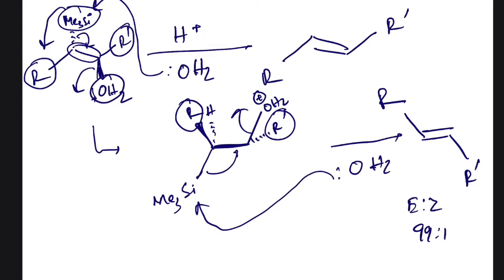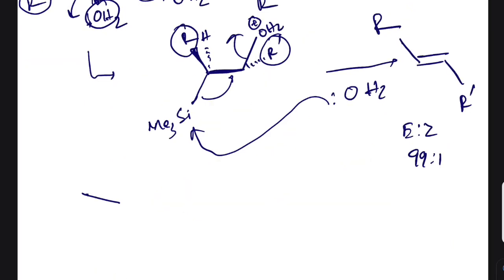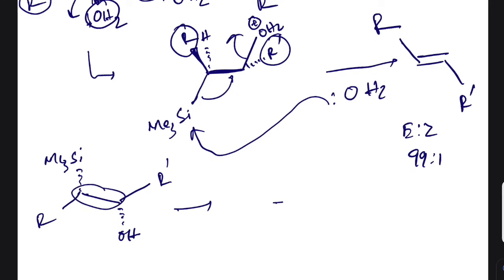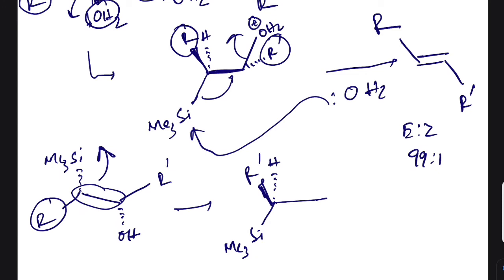Similarly, if the OH and SiMe3 are on the same side, and if we draw similarly, this bond is on plane, therefore SiMe3, which was below the plane, will be on plane due to rotation of 60 degrees, and the R which was on plane will go above the plane due to rotation of 60 degrees, like this rotation, and the hydrogen will be below the plane.